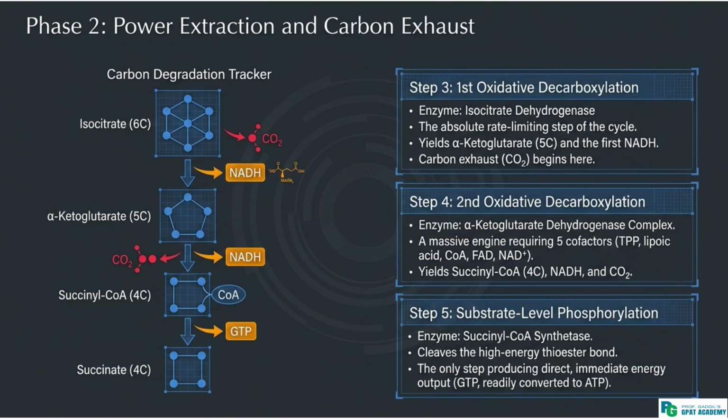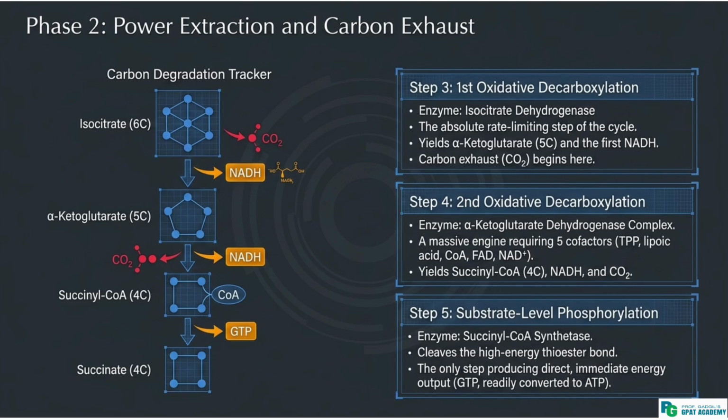Why it matters? This is the rate limiting step of the cycle. The enzyme is strongly activated by ADP and calcium and inhibited by ATP and NADH, making it the key regulatory point that matches the cycle activity to energy demand. Chemical logic: oxidation of the alcohol to a carbonyl forms an unstable beta-keto acid intermediate which spontaneously decarboxylates. Mg2+ or Mn2+ ions are required for the activity.